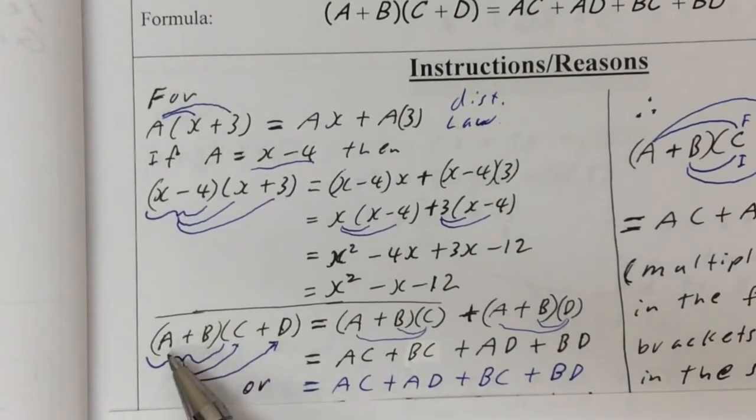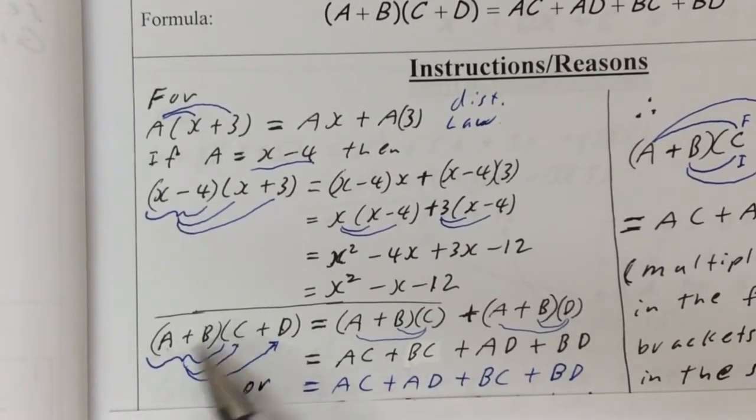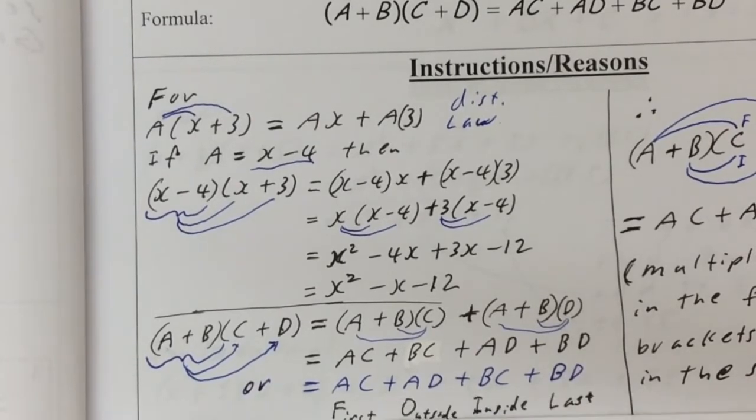What you don't do is multiply it by the term in the same bracket. You're never going to multiply a times b or c times d. It's going to be a with the c, a with the d, b with the c, and b with the d. Okay? So just reorder it. Same things, just reorder it.